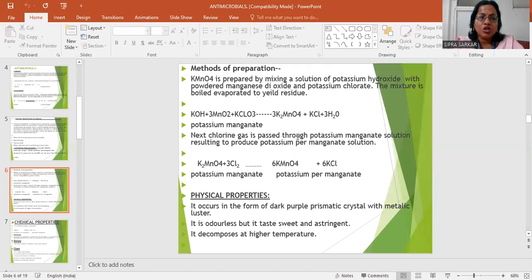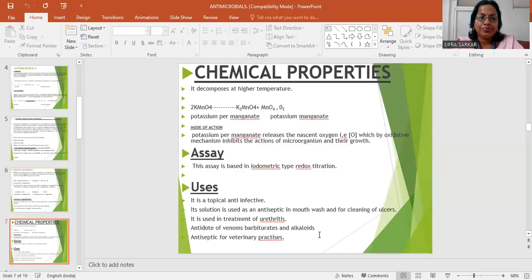Okay. Now, next chlorine gas is passed through the potassium manganate solution, resulting in the production of potassium permanganate. See here K2MnO4, that is known as potassium manganate. But whenever chlorine is passed, it will be oxidized, forming potassium permanganate. Okay. Now, physical properties. It occurs in the form of dark purple prismatic crystals with metallic luster. It is odorless, but the taste is sweet and astringent. And it decomposes at higher temperatures. At higher temperatures, it will be broken down and the color will disappear.